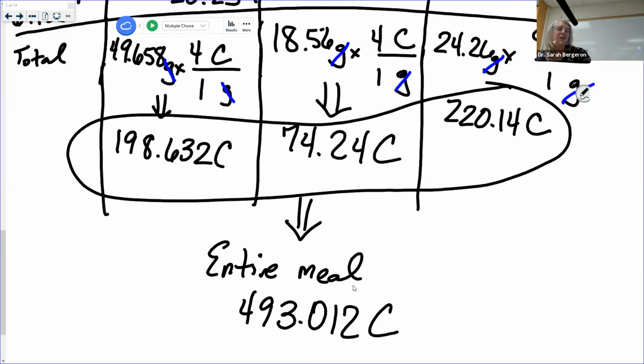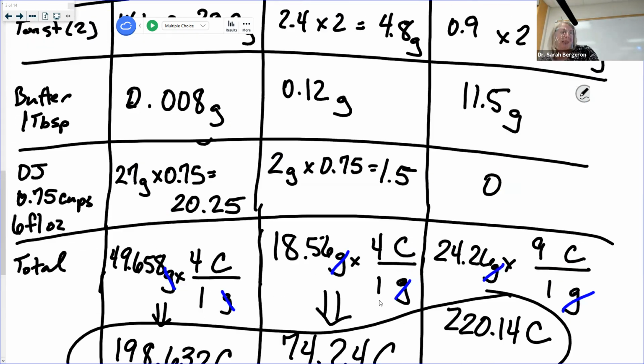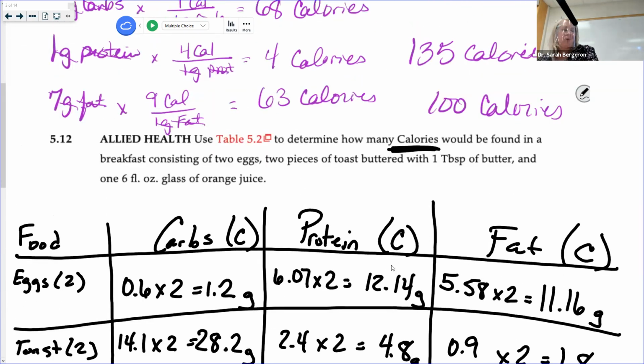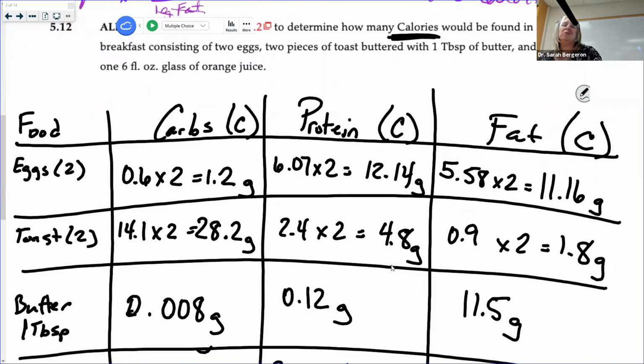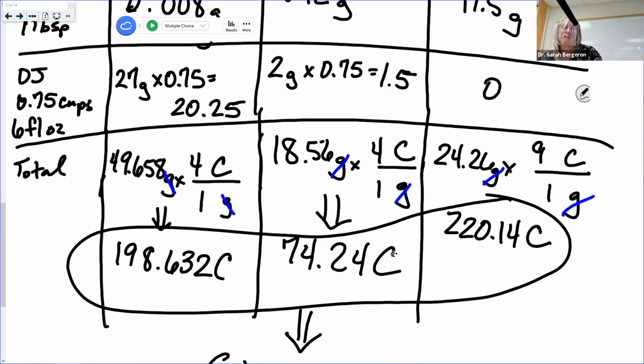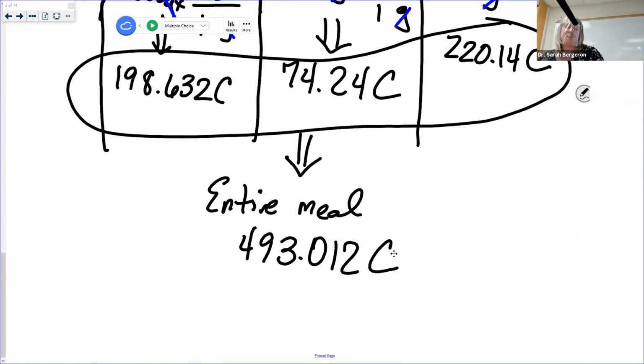Okay, so now what do we round to? Let's come back up. How do we know what to round to here? Technically, how many significant figures do I have? Only one. So round your answer to 1 sig fig. 500. So that's a 500 calorie breakfast. Pretty big breakfast, right?